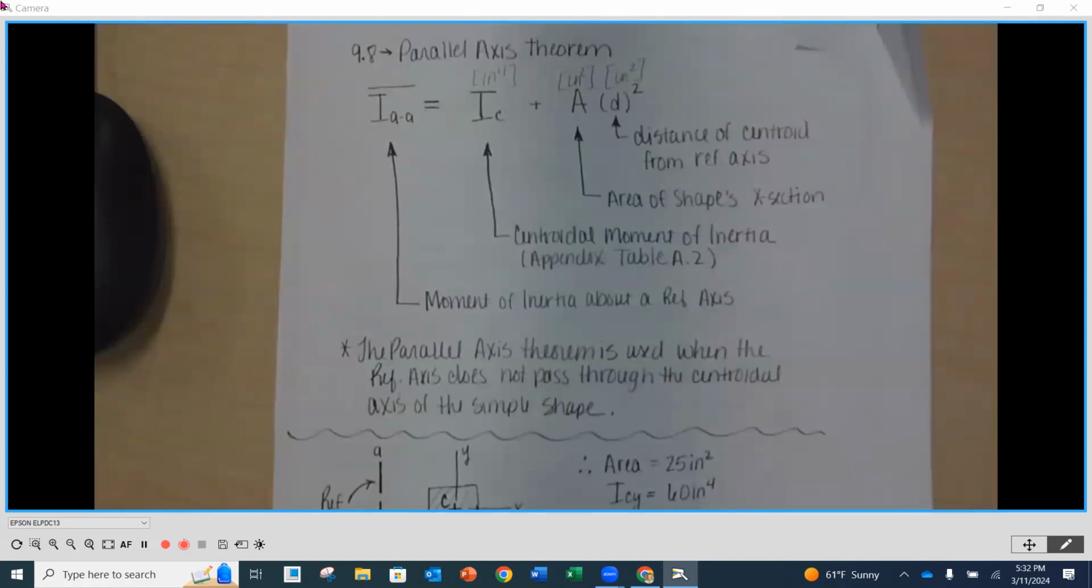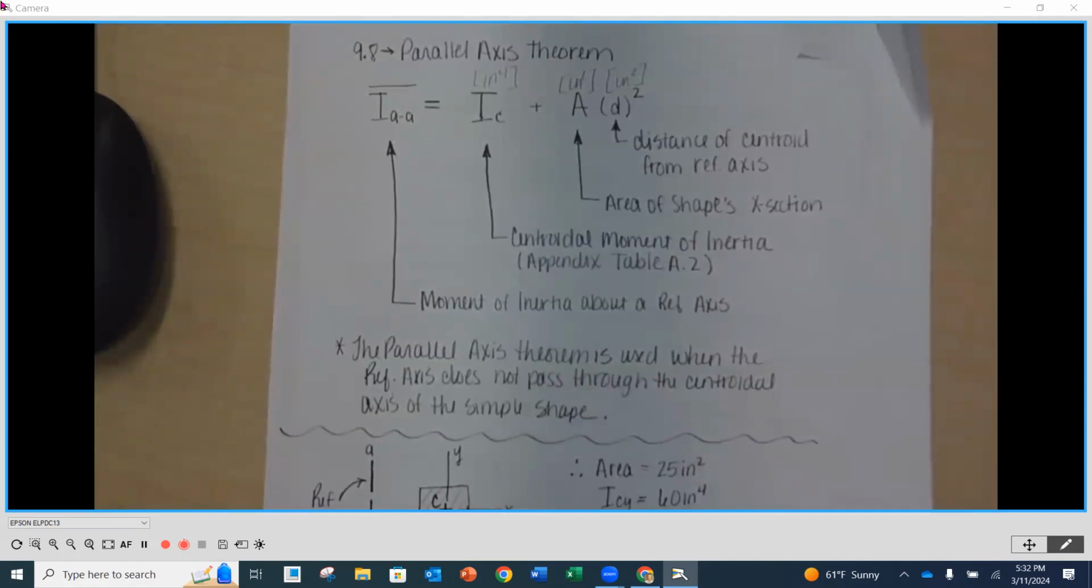You're gonna say, well, that's when we use it, when the reference axis doesn't go through the axis of the simple shape. Yeah. So we're going to practice using that tonight.